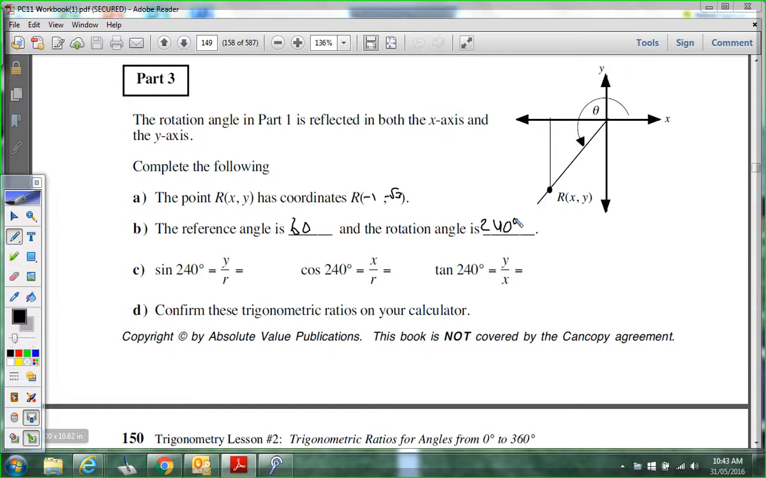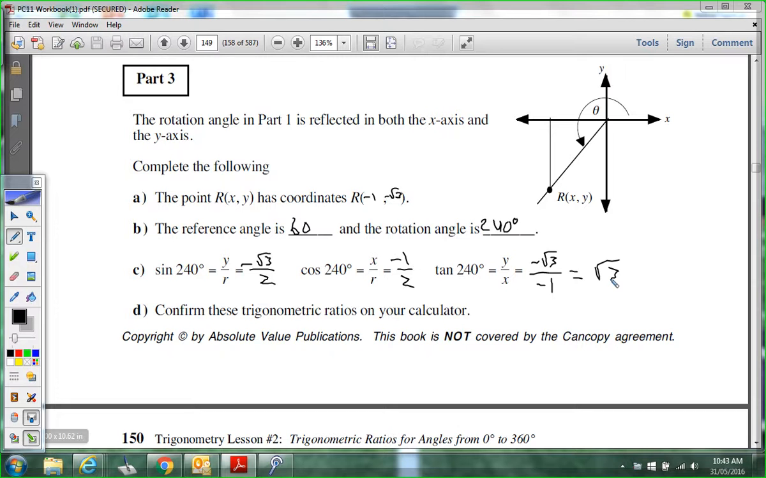So sine of 240 is y over r. Sine of 240 is going to be a negative root 3 over 2, because the y is negative over the 2 for r. And then cosine is going to be a negative 1 over 2, because x is negative over 2. And then for y over x, it's going to be a negative root 3 over a negative 1, which is a positive root 3. So tangent ended up being positive because it's a negative over negative.